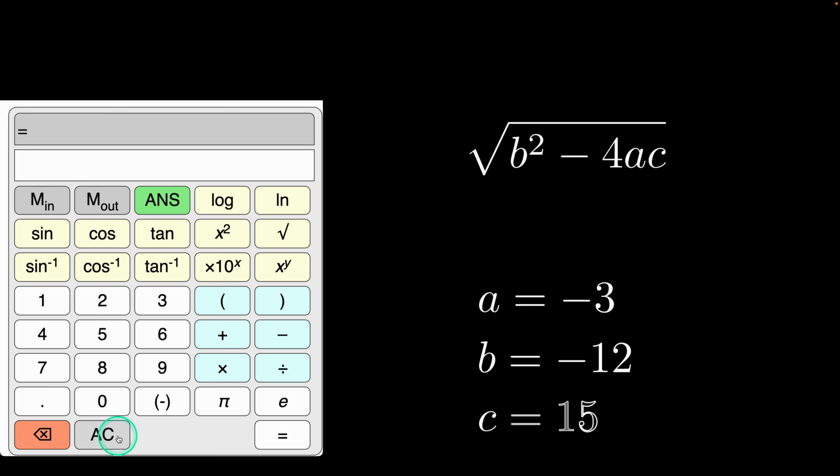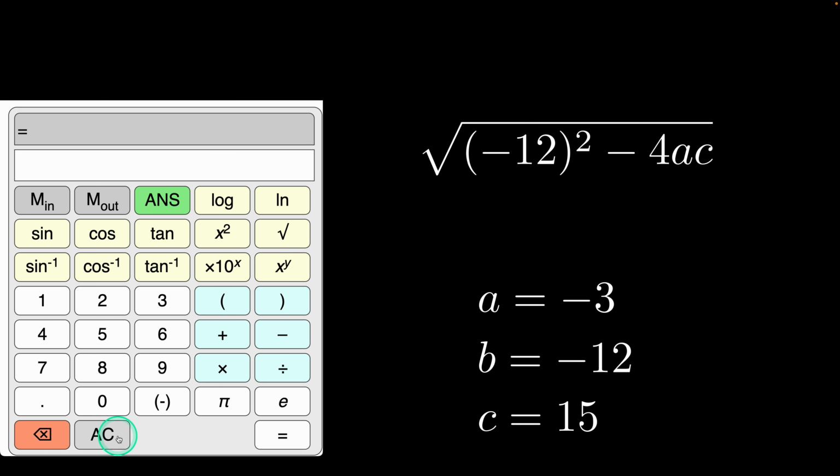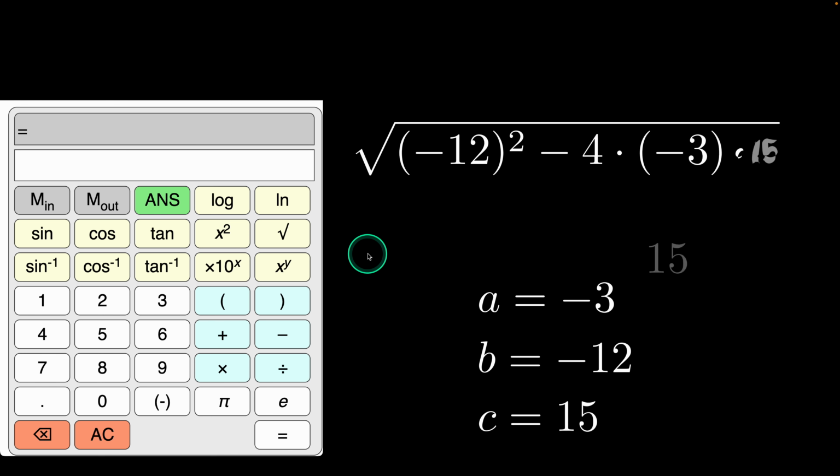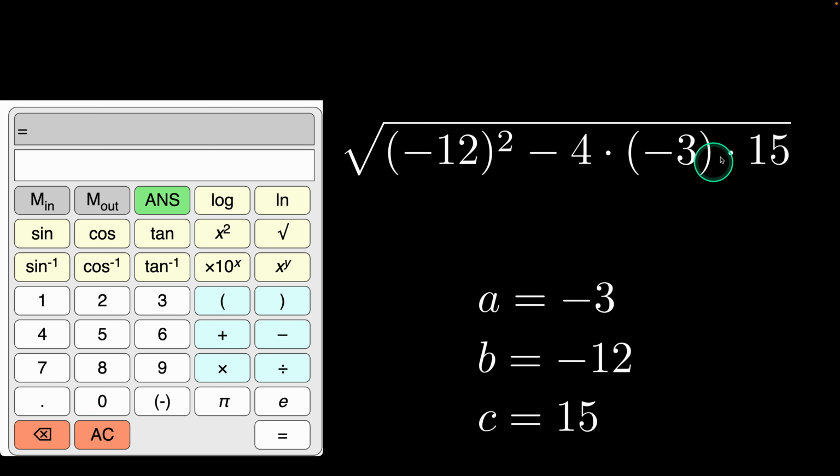If there's a calculation under a square root, begin by substituting the value b with the negative number in parentheses. Then substitute a, also in parentheses, and add the multiplication sign. Substitute c, add the multiplication sign again, and then the outermost parentheses.